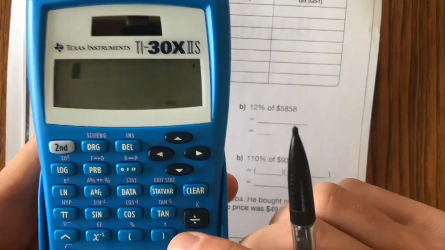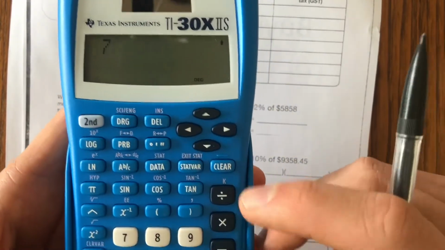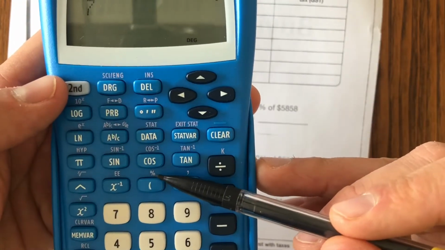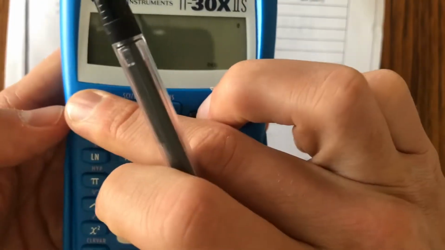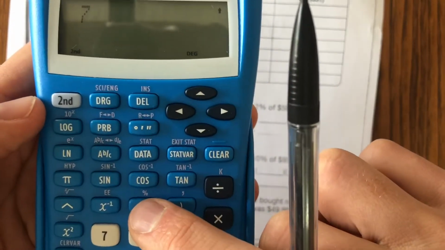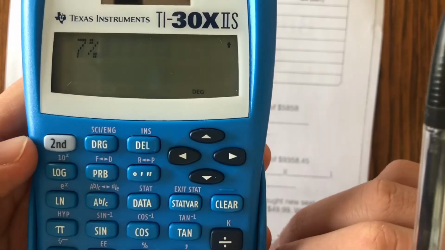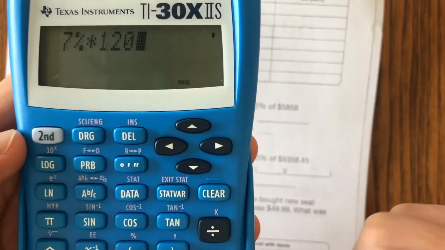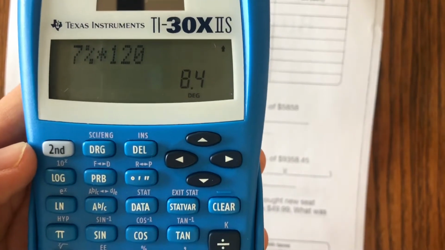Another way to do it is you write 7, and a lot of calculators have percent on it. This one, as you can see, it's right here, but it's a second function operation. So you have to click second function percent, and you get 7%. Of means times, and we're looking for 120. So 7% of 120, that's what it looks like in your calculator, equals $8.40.